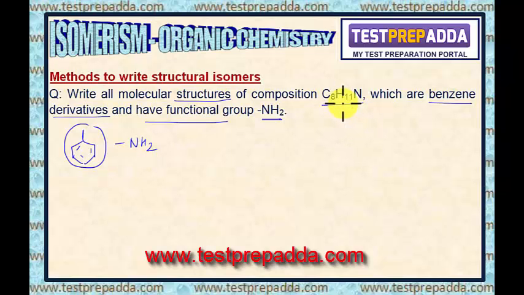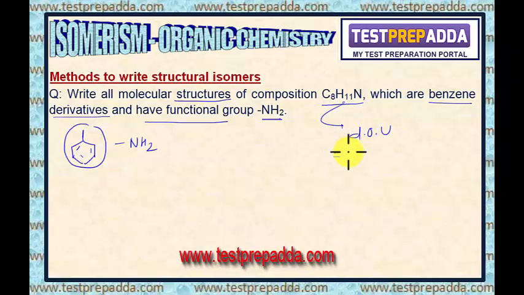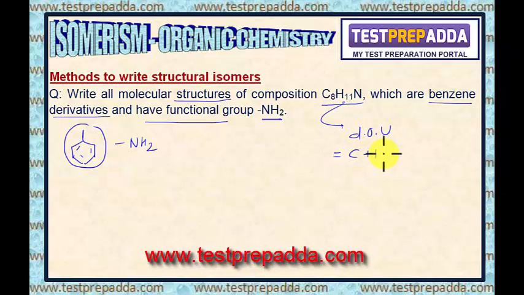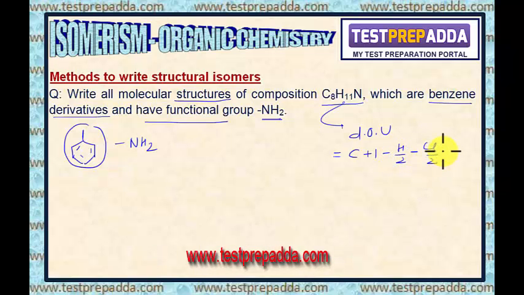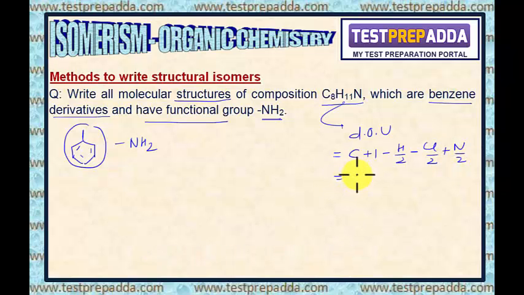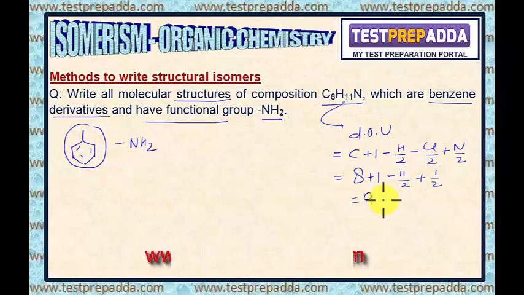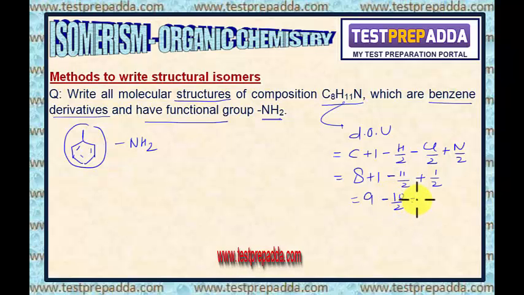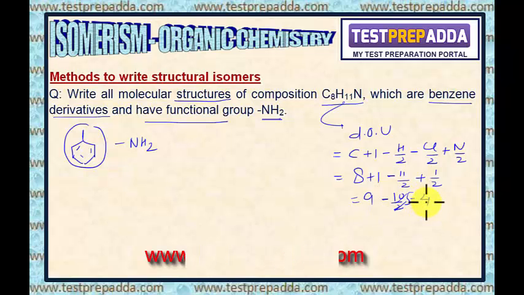Okay. First of all, what is the degree of unsaturation in the compound? Degree of unsaturation, use the formula C plus 1 minus hydrogen atoms by 2 minus halogen atoms by 2 plus nitrogen atoms by 2. So if I use this formula, it will be 8 plus 1 minus 11 by 2 plus 1 by 2, that comes as 9 minus 10 by 2, and that comes as 9 minus 5 is equal to 4.